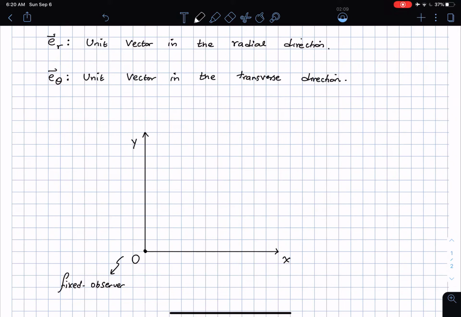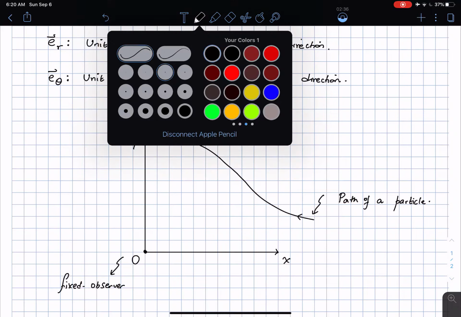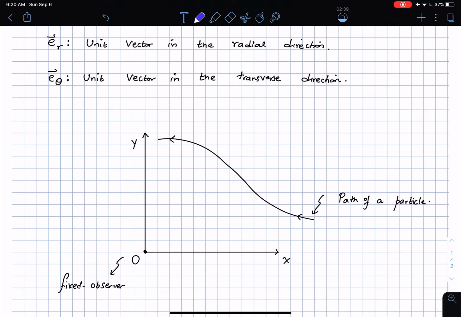Let's say that the motion of the particle is in the following direction, going from here all the way on to here. Now I'm going to consider two time instants for this particle. So this is the arbitrary path of the particle. I'm going to draw the positions from the fixed observer O to, let's say, a time here where the particle is sitting at that point. And then after maybe a time dt, the particle has probably moved somewhere here.